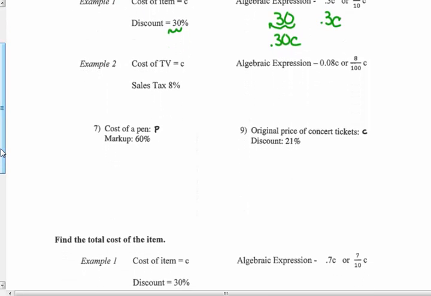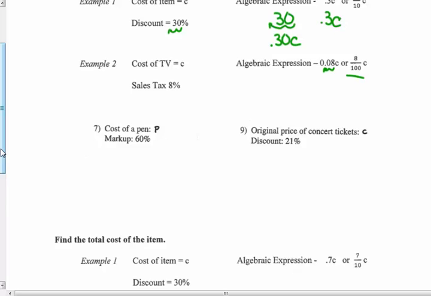Example 2, the cost of a TV is C. Maybe it's $600. We're just calling it C. The sales tax is 8%. Well, change the percent to a decimal and multiply. So 8 hundredths C, or the fraction 8 hundredths C. That's how we would find the tax on a television set.